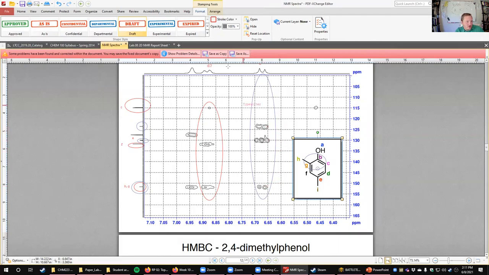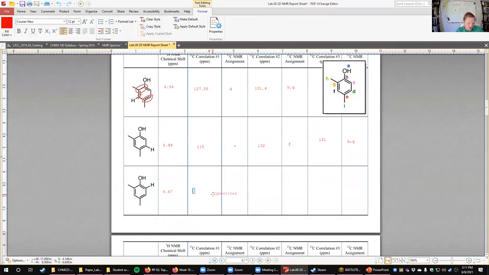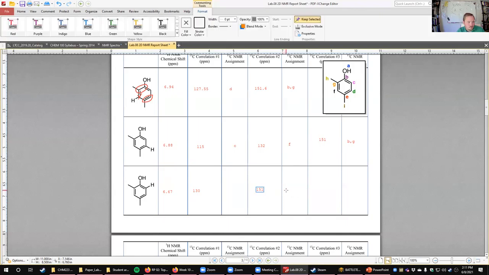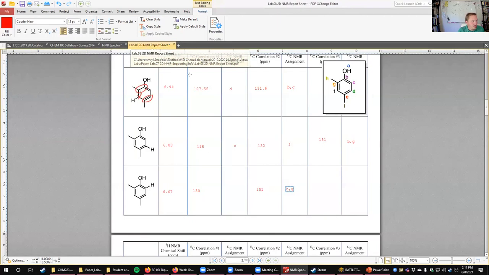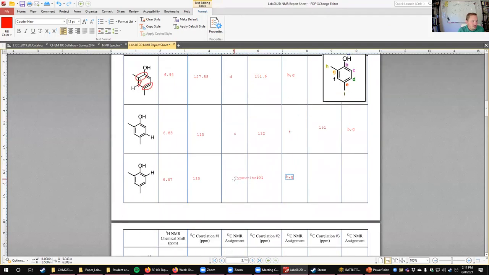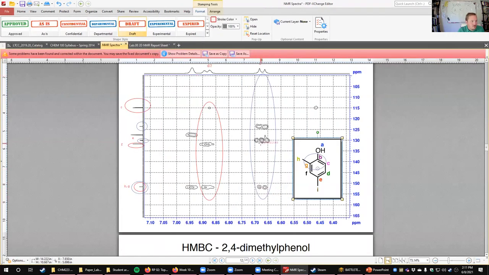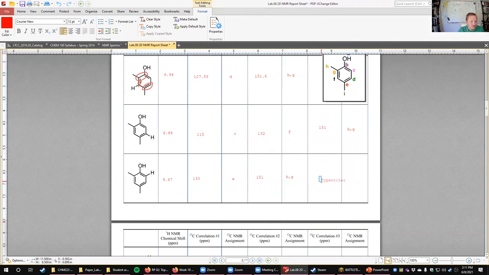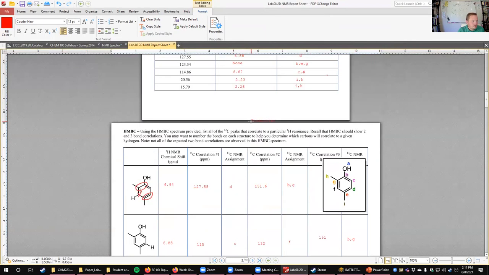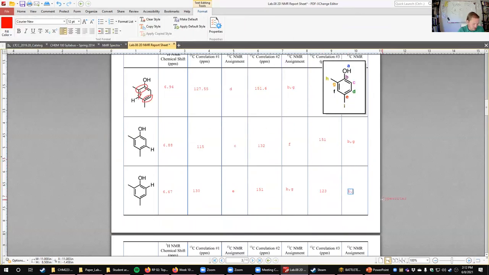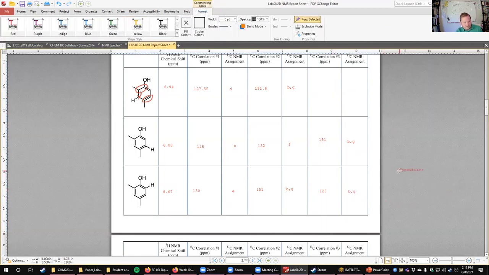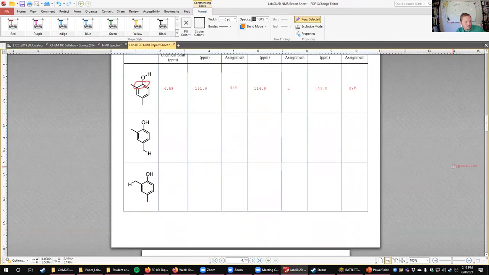So 6.67, decided that was C, and that was correlated with the 123, 130, and 151. Not the 132, 130, which is E. And then the other one was at 123. And the 123, we are pretty certain is B or G.